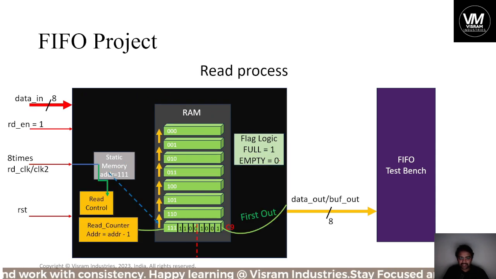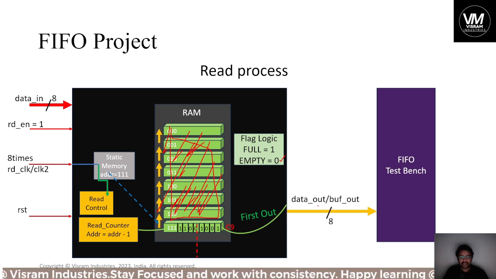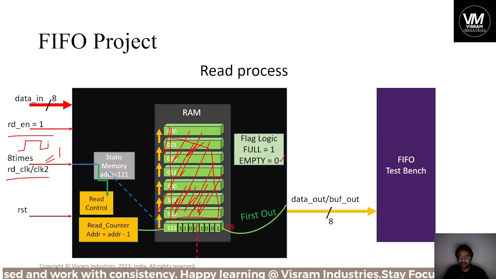For the read process, empty should be 0. I mean, it shouldn't be empty. It should be full data. When everything is written and it is having full data, the read process happens. That is data out or buff out. And when read enable and read clock are given as 1, if it is enabled, for every passage of the clock cycle, the data will be read out to the buff out, and you can simulate that in the test bench.